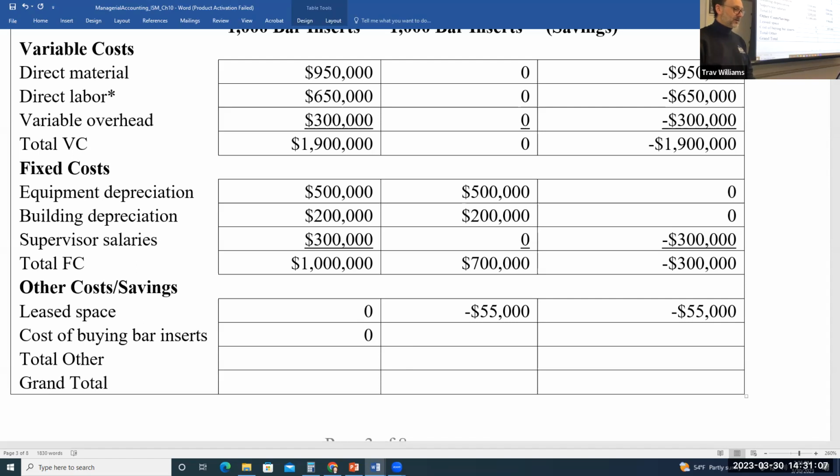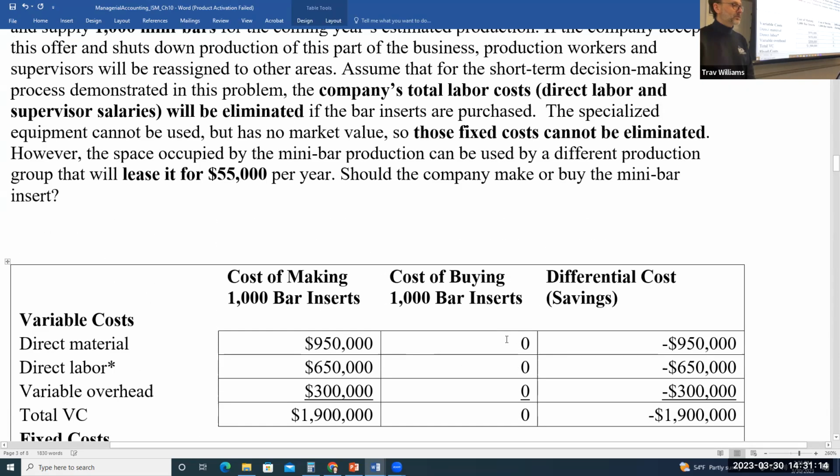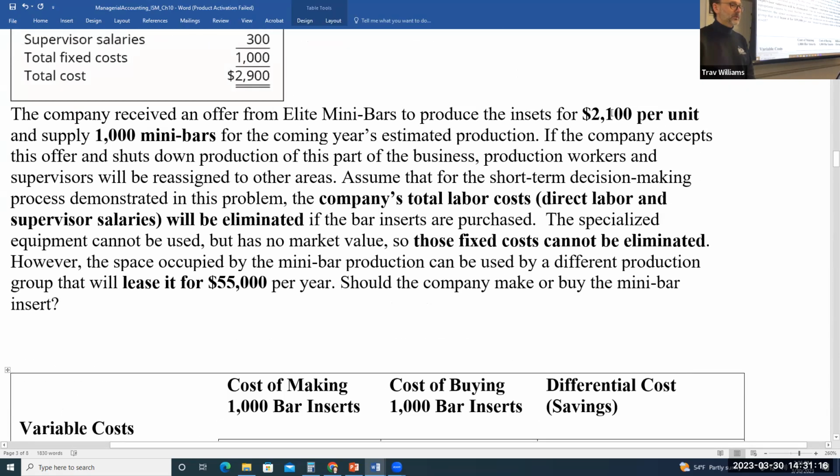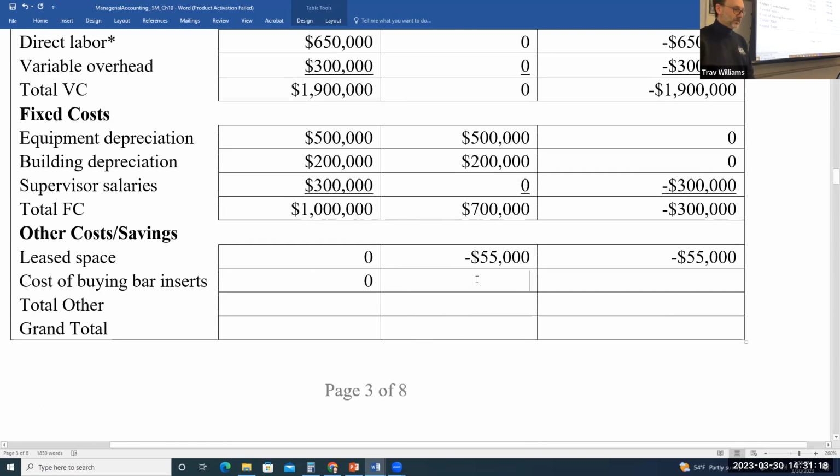Obviously, if we make them ourselves, there's no cost to purchasing the inserts, but if we purchase them, it was $2,100 per unit. So that's going to mean $2,100,000 if we buy 1,000 units. So that is obviously the additional cost if we do buy them. We can now add up this section.